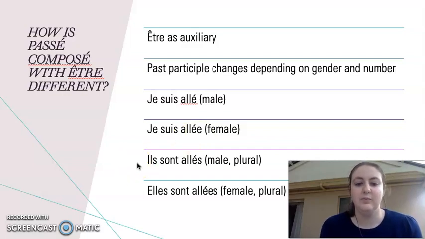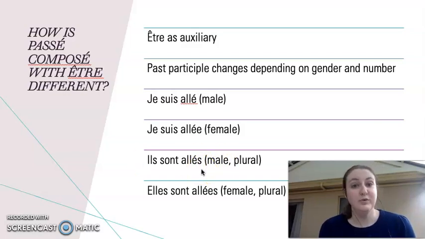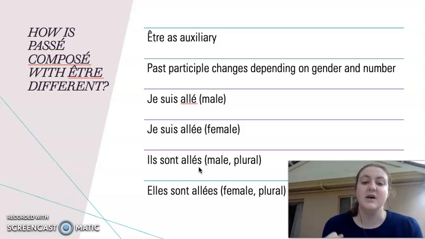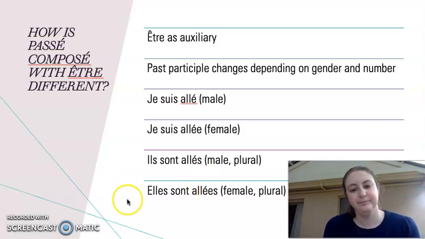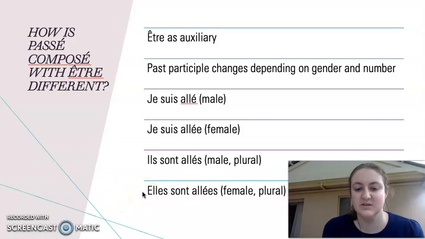In our third example, ils sont allés, we can tell that it is a group of people, partly because we've got ils as our subject, but also because the S is added onto the end of allé, and we can tell it is either a male or mixed group because we have not added an additional E. Our final one, elles sont allées, we have added an E and an S, which tells us that we are talking about a group of females.